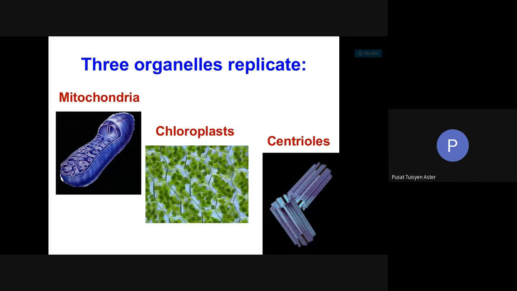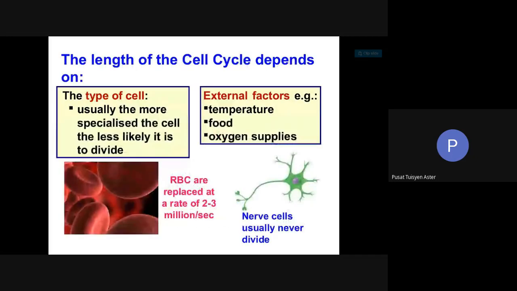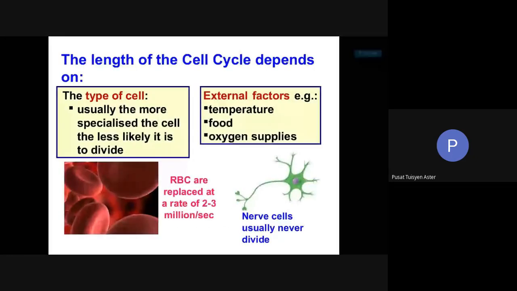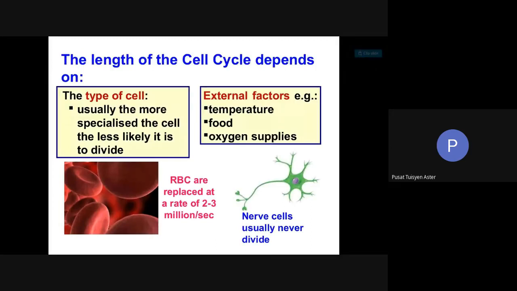All right, so the length of the cell cycle depends on the type of cell dengan external factors. Berapa lama cell cycle ni? How long is it going to take? We don't even realize our growth, right? So the type of cells determines the cell cycle. Usually the more specialized the cell, the less likely it is to divide. Okay?